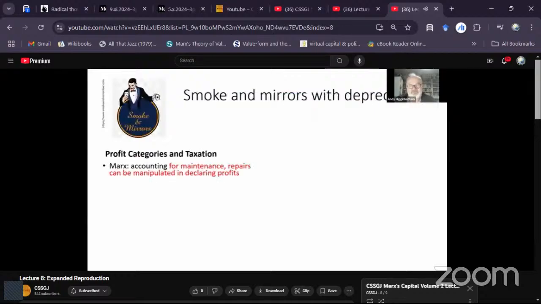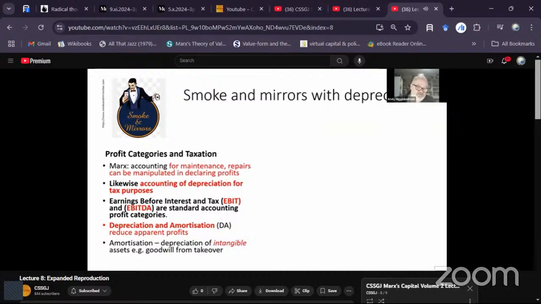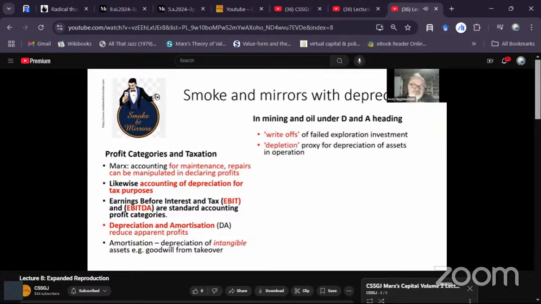Now, this provides the grounds for an awful lot of smoke and mirrors. Profit categories are reported in most accounting systems. I mean, there are different accounting regimes, different policies, as earnings before interest and tax, and earnings before interest and tax taking into account depreciation and amortization. And that's, if you like, the net profit, the EBITDA. Amortization is another form of depreciation which deals with intangible assets. Now, this is played around with an awful lot.